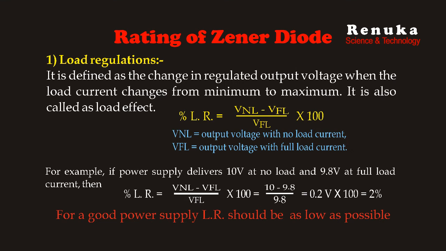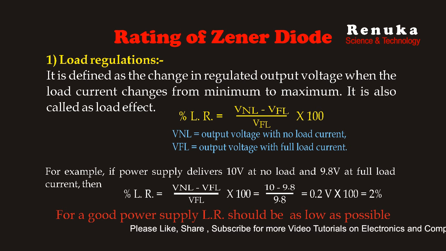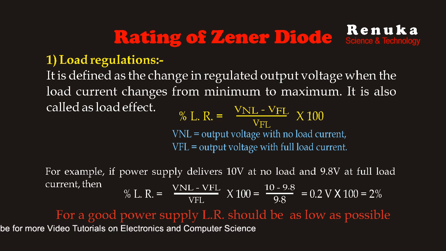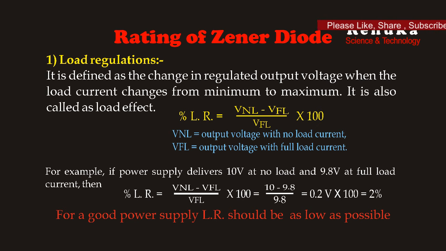As we have discussed, the Zener regulator will provide load regulation and line regulation. These parameters can also be calculated. First of all, let us see how load regulation is calculated. It is defined as the change in regulated output voltage when the load current changes from minimum to maximum. This effect is called the load effect. Load regulation can be calculated as V no load minus V full load upon V full load, into 100. It is considered in percentage, that is why it is multiplied by 100.